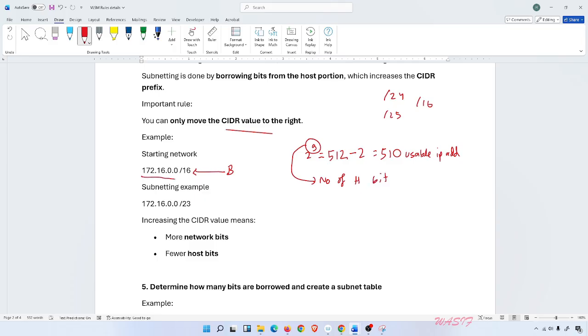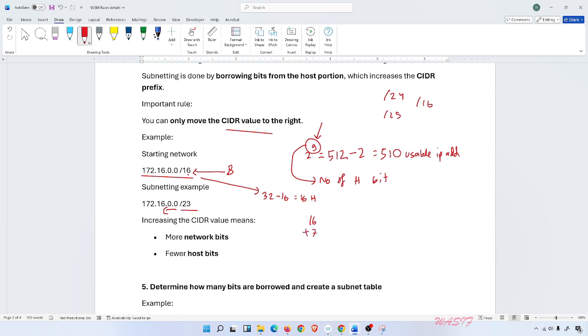So if you take this one, how many host bits do you have here? You have a total of 32 bits minus 16 network bits, so 16 host bits. But how many host bits do I need? I need only 9. So I can donate, or you can say borrow, 7 to the network bits. If you give 7 to the network bits, then you will have 9 host bits, and the CIDR, 16 plus 7, you will find is /23.